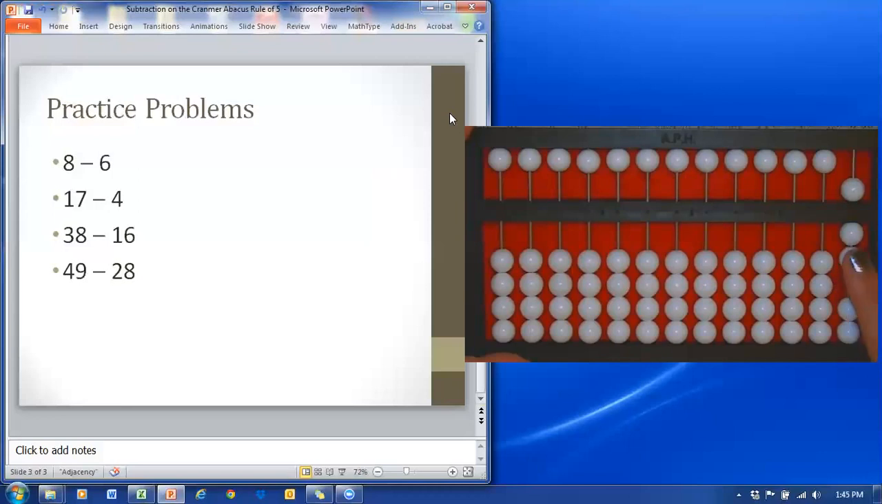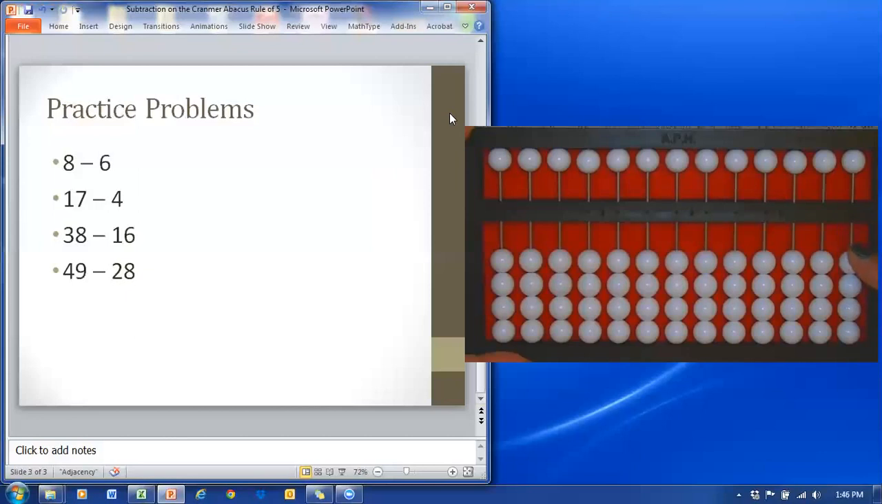1, 2, 3. There aren't any more, so I'm going to go up to the 5 bead as I say 4 and return the 4 below it. Continue counting. 5, 6. Notice I have 2 beads left. 8 minus 6 is 2. Now let's go to the next example.